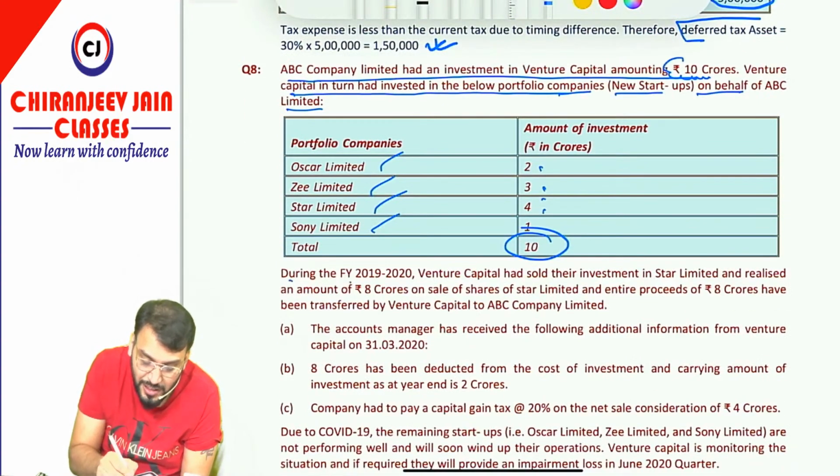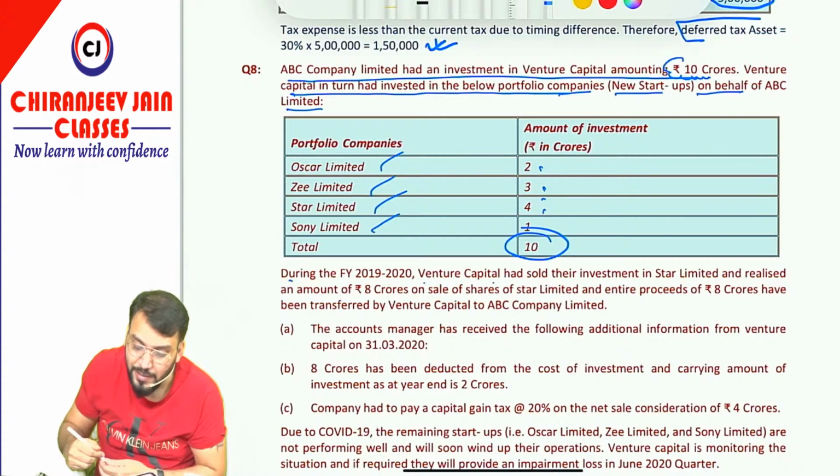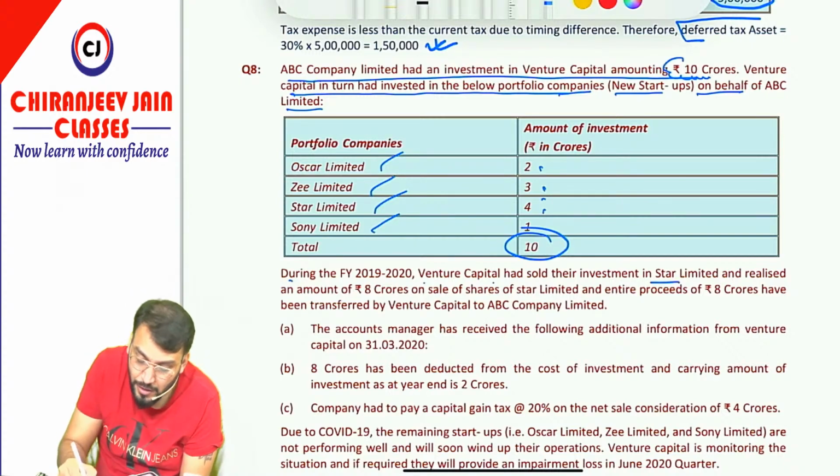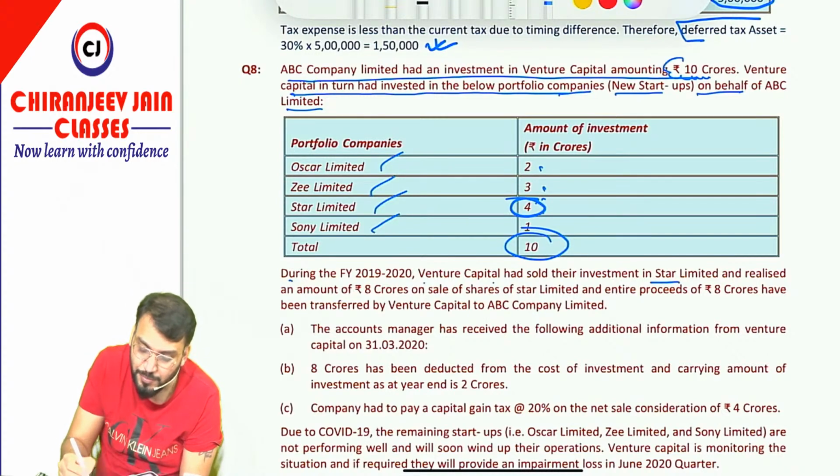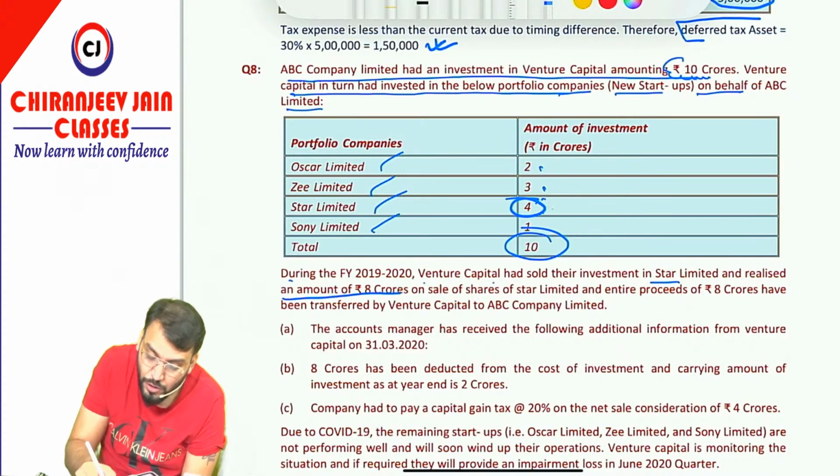During the financial year 1920, venture capital has sold their investment in Star Limited. They have sold this Star Limited investment and realized an amount of 8 crore. So it was sold at rupees 8 crore. So there is a profit of 4 crore.